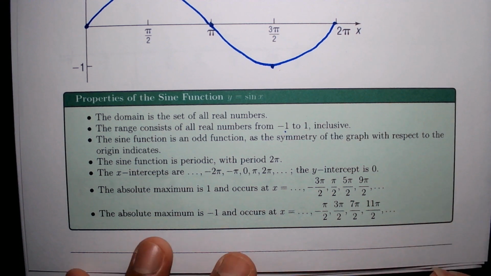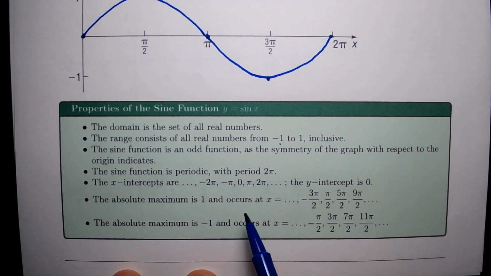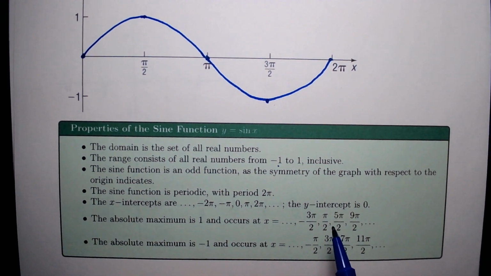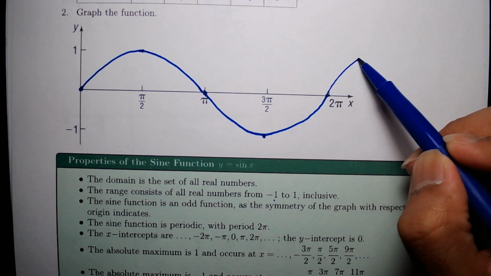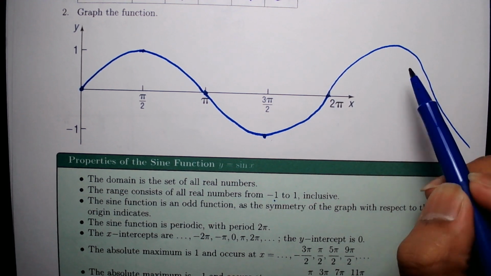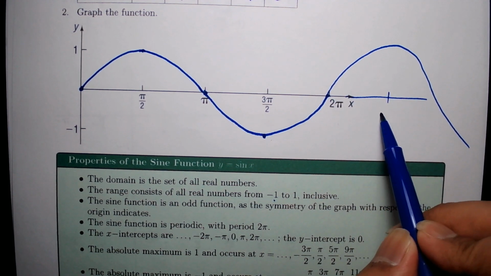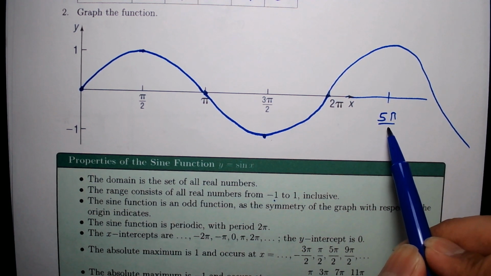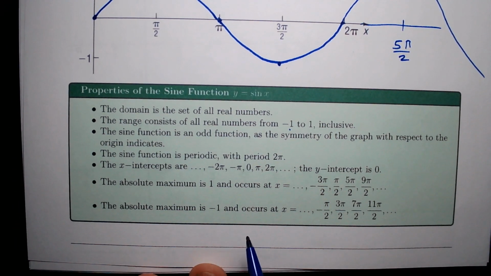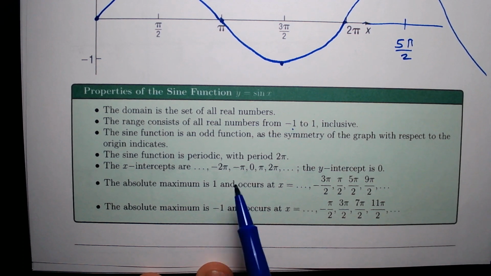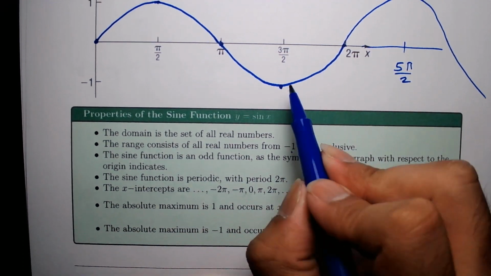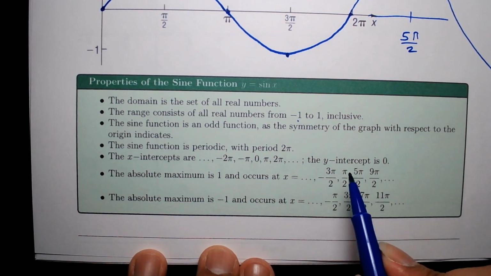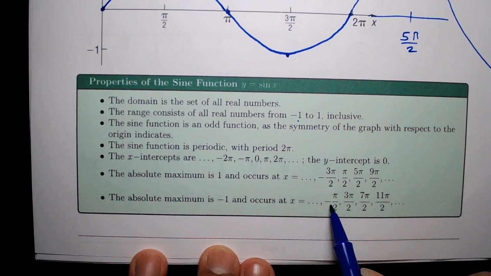The absolute maximum is 1 and occurs at x equals pi over 2 and then 5 pi over 2. In this case, I don't have 5 pi over 2, but it would go pretty much this way. If I did, this would be 5 pi over 2. The minimum is -1 because that's the lowest value in the range. And it occurs at 3 pi over 2, which is right here, and 7 pi over 2, 11 pi over 2, -pi over 2.